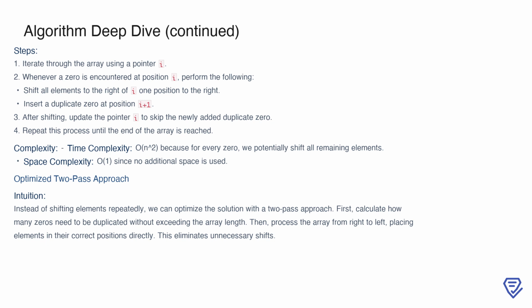However, this method has a time complexity of O(n squared), because every zero potentially requires shifting all remaining elements of the array. On the other hand, the space complexity is O(1), as no additional memory is utilized. To improve upon this inefficiency, we consider an optimized two-pass approach. The key intuition here is to avoid unnecessary shifts by first determining how many zeros need to be duplicated and then handling the placement of elements and zeros directly from the back of the array.